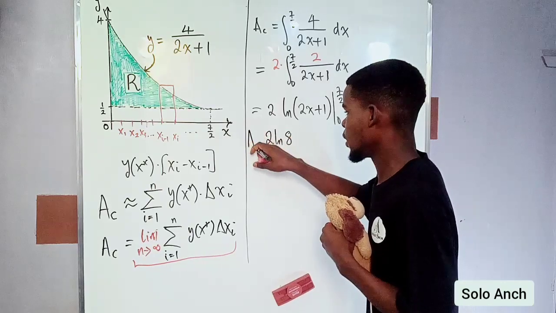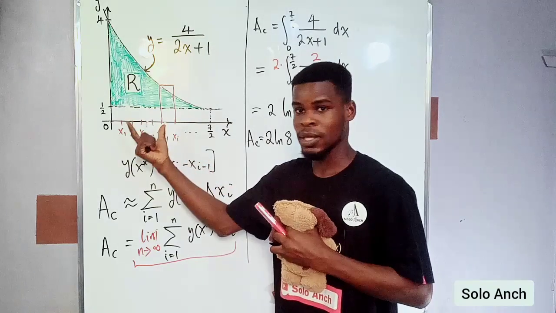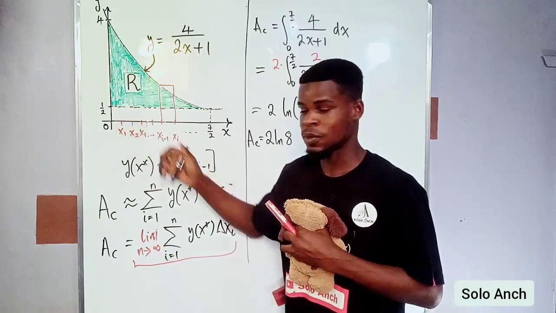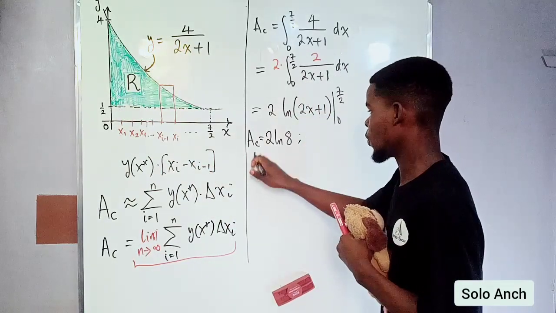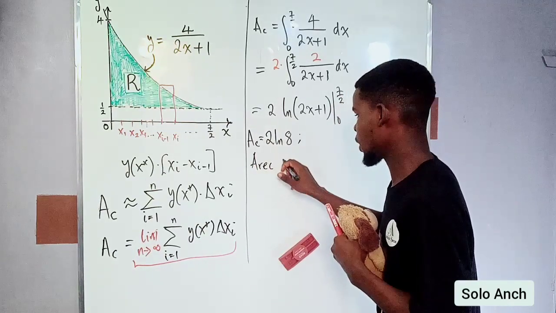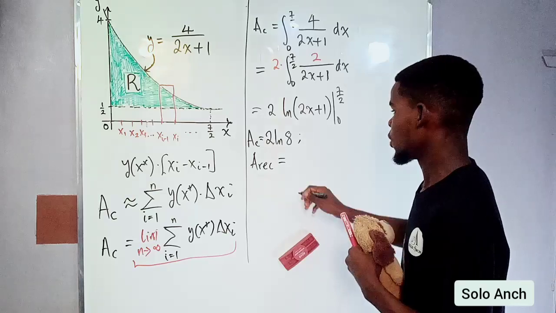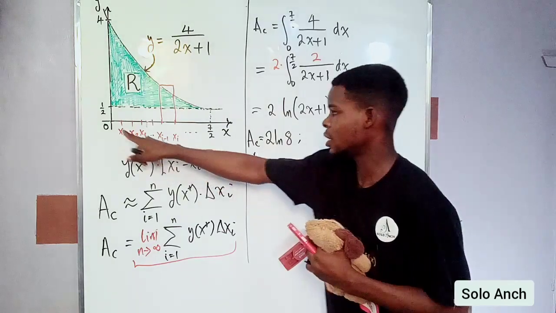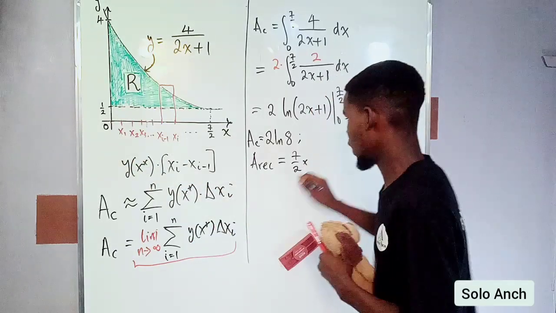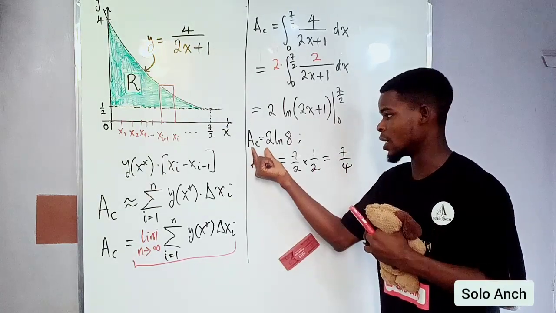So let me put it down here that the area under the curve is 2 times the natural logarithm of 8. Okay, so to get the area of this green region, that is the area of R, we need to subtract the area of this rectangle from that. The area of the rectangle will be the length times the breadth, or you can call it height if you want. The length here is 0 to 7 halves, that is 7 over 2, times the breadth, which is 0 to 1 half, that is 1 over 2. Well, that just gives us 7 over 4. That is the area of the rectangle, and this is the area under the curve.